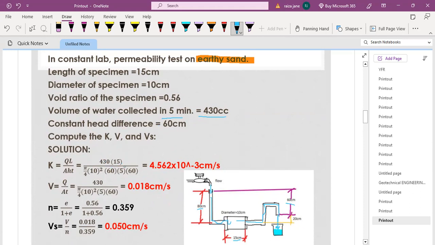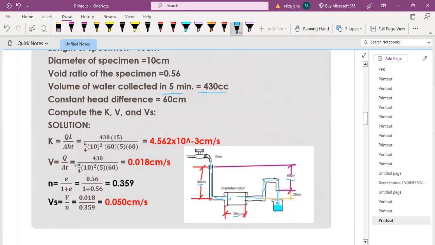Times the length, na 15, na specimen na length natin. Then the area is 5 over 4 times 10 raised to 2, times 60 yung head loss natin, within 5 minutes, and multiply it to 60 seconds. So we can get 4.562 times 10 raised to negative 3 centimeter per second.